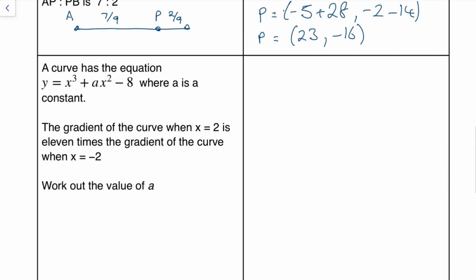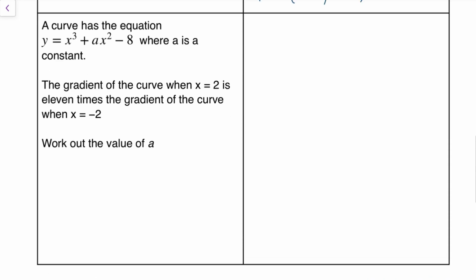Good question. Next and final question today. A curve has the equation y = x³ + ax² - 8x, where, I just realised it's a cubic, where a is a constant. The gradient of the curve when x equals 2 is 11 times the gradient of the curve when x equals -2. Brilliant. Now, as I often say, even if you have no idea how to do this question, the word gradient means differentiate. You'll get a couple of marks.